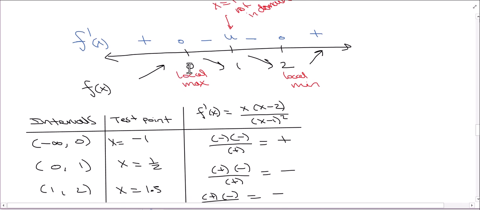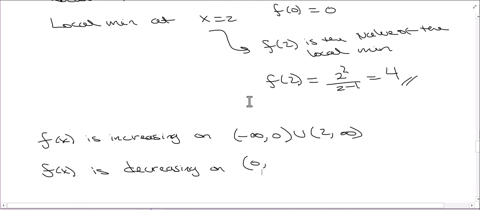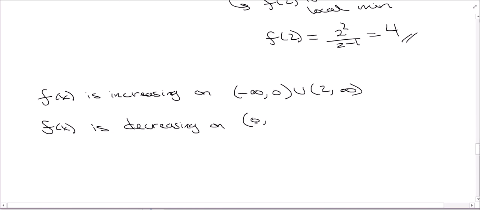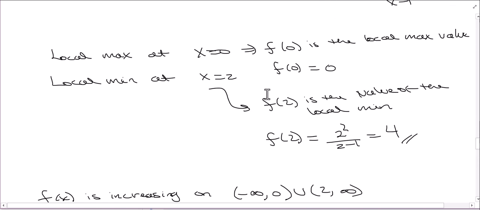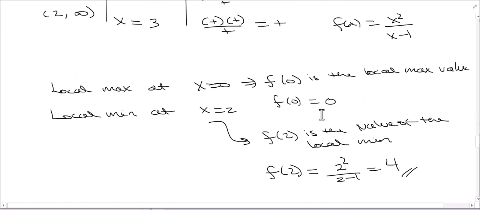Be careful not to say just 0 to 2, because 1 is a critical number, so you have to pause there. So it's 0 to 1, union 1 to 2. That will depend on what you're being asked. For increasing or decreasing intervals, this will be our answer. If I ask for the local max or the local min, then this will be the answer.